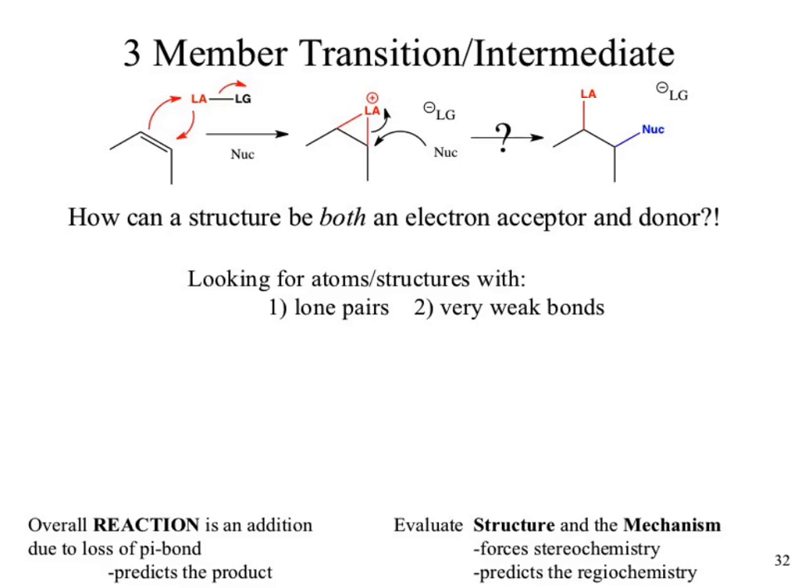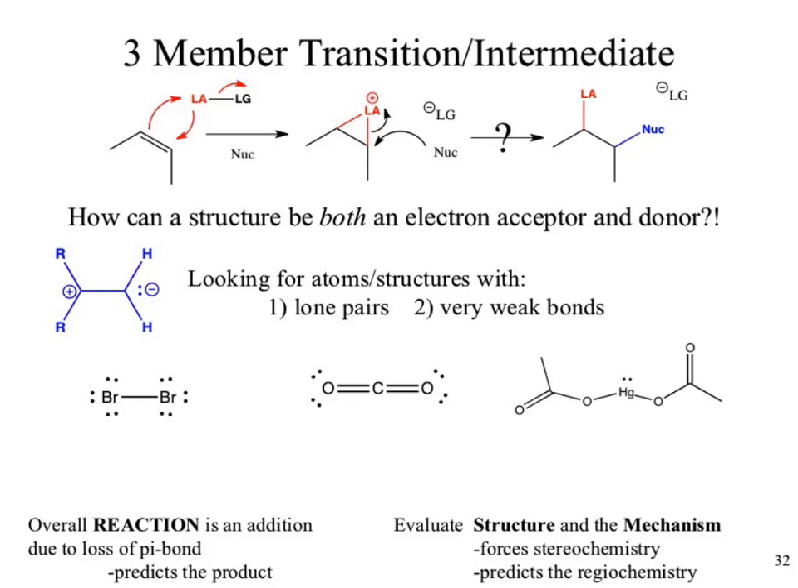How can a structure be both an electron acceptor and a donor? Right? We want atoms or structures with lone pairs, so they can be a donor, and we also want weak bonds. What makes them weak bonds? We're looking for a good leaving group. Okay? So, what do you think? First structure. Do we have lone pairs? Yes. Do we have a good leaving group? Yeah. Does Br2 fit the pattern? Yep. We're going to get 3-member transition states.